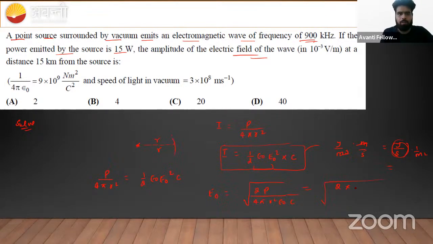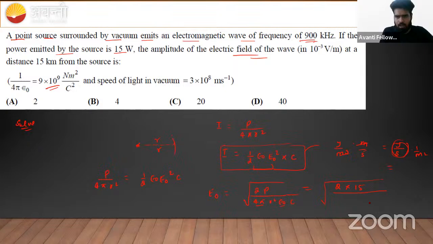What is the power that is given, beta? 15 watt. What is the value of 4 pi epsilon? 1 upon 4 pi epsilon is given as 9 into 10 raised to power 9. So we can put here 9 into 10 raised to power 9. Okay. And r is given as 15 kilometer. If we convert that in meter, it is 15 into 10 raised to power 6. Okay. And the speed of light is 3 into 10 raised to power 8.